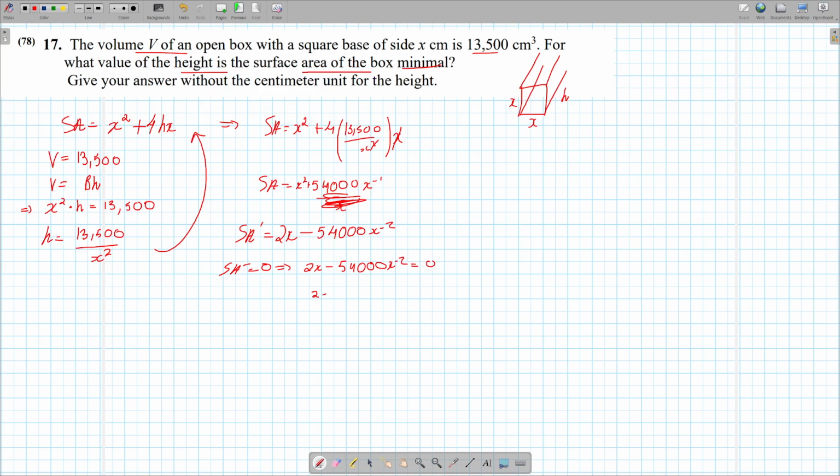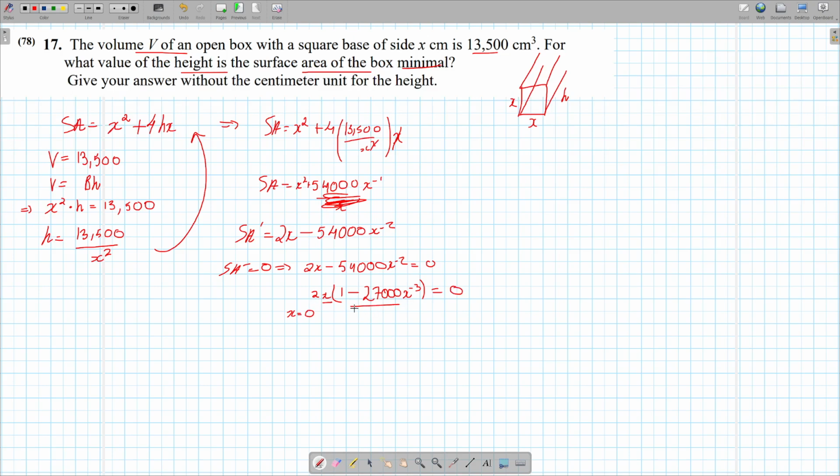Factor out 2x, you're going to get 1. Actually, no, factor out minus 2x... no, actually, you don't need to. 1 is going to be 1 minus 27,000 x to the minus 3 equals 0. Can you solve this? You're going to get x equals 0.